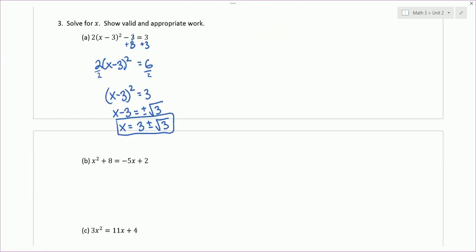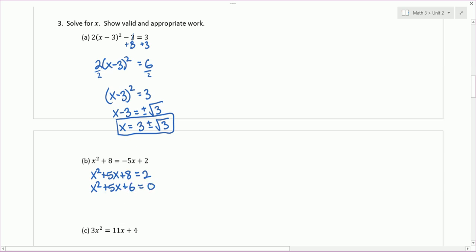Part B, again, we're solving for x. In this case, the equation is somewhat split up on both sides of the equation. We're going to move everything over to one side. In this case, I'm going to move everything to the left side. So I'm going to add negative 5x to both sides and get x squared plus 5x plus 8 equals 2. And then I'm going to subtract 2 from both sides of the equation to get x squared plus 5x plus 6 equals 0.